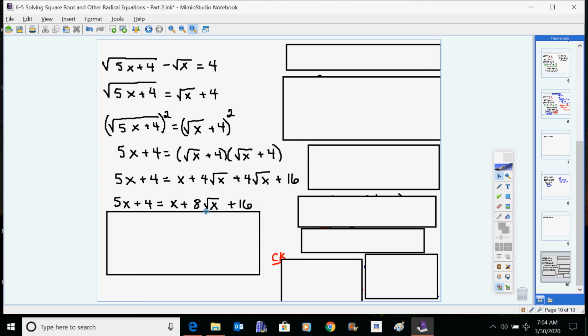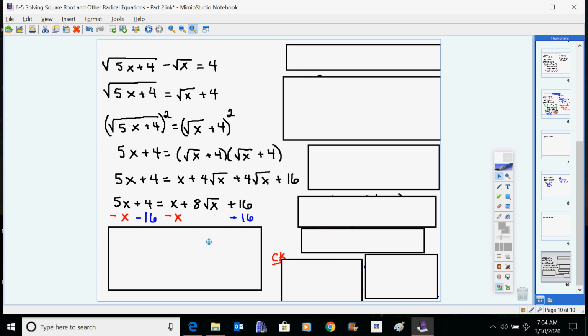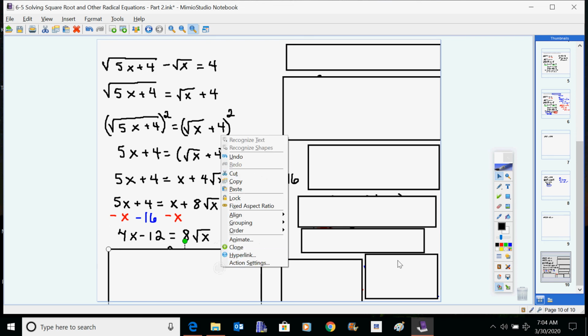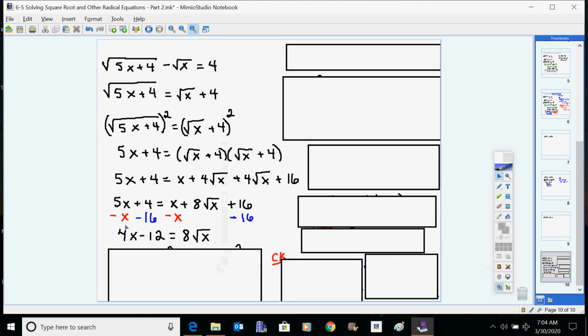thing where we've got a radical, we need to isolate that radical before we can do anything else. So we need to take away the x from both sides. We also need to take away the 16 from both sides. So here's our taking away the x, and here's our taking away or subtracting the 16. And we're left with 8 square root of x.